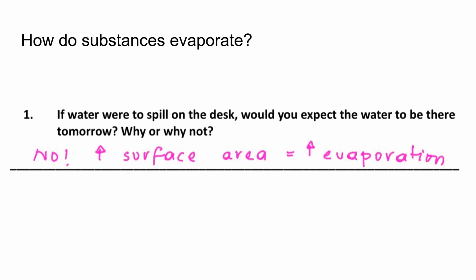So I hope everyone said no, and that's because on the desk, there's a lot of surface area. So when there's more surface area, there is going to be more evaporation, because evaporation only occurs at the surface. There's most likely going to be a very thin layer of your water on the desk, because water does spread when it is on the desk. So it is very likely that all of that water is going to evaporate by the next day.